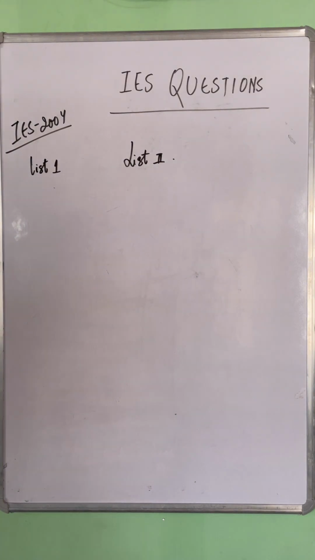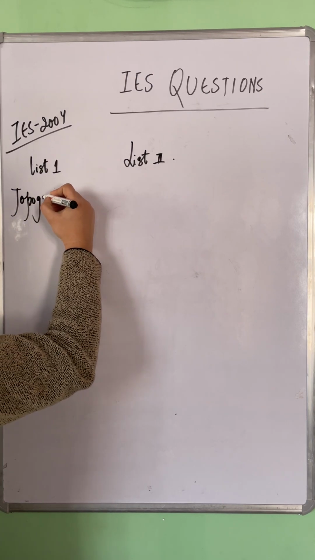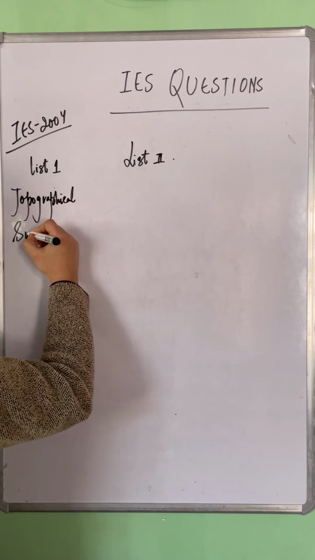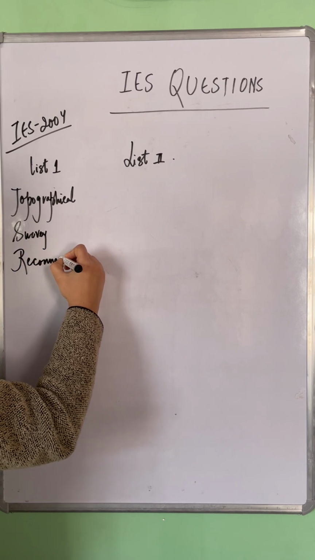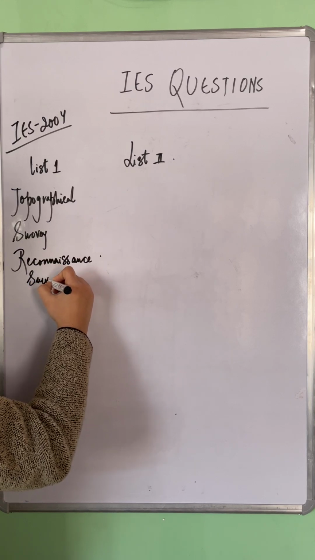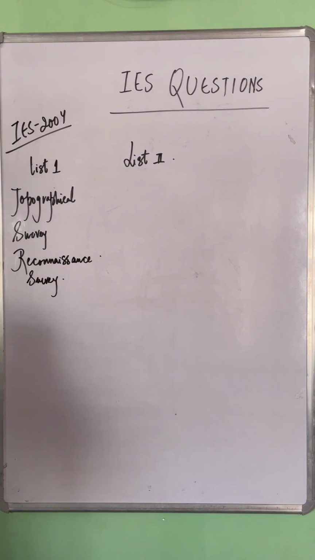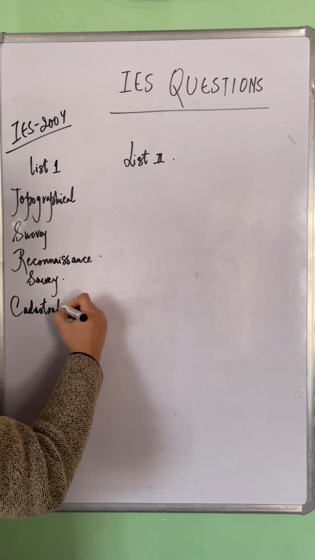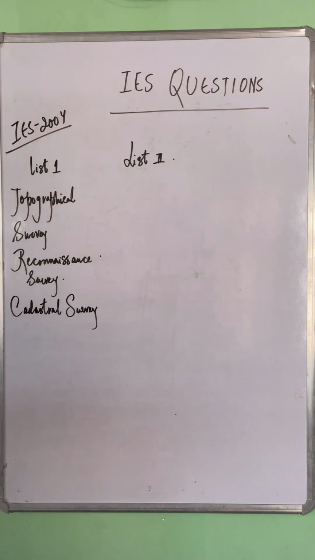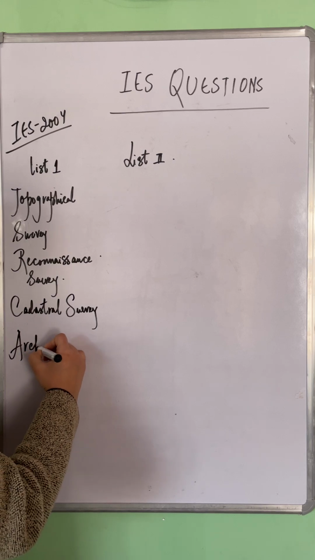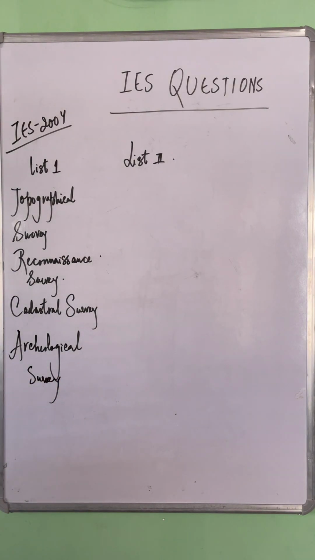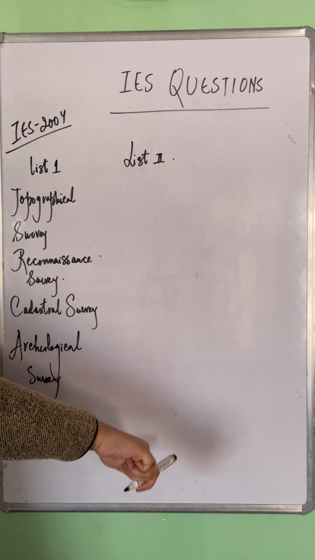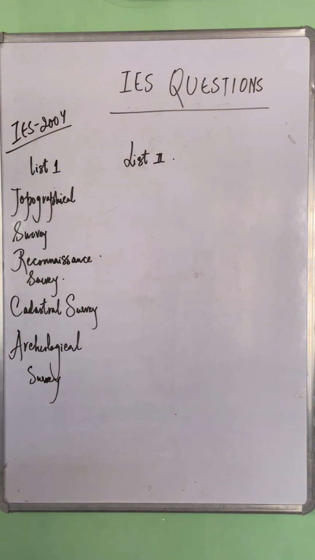We have to match topographical survey, reconnaissance survey, cadastral survey, and archaeological survey. We have to match these surveys with list 2, which determines their functions. I may not write it in a different order, I'll write it in the correct order, right? Topographical survey is a survey to determine natural features of a country.